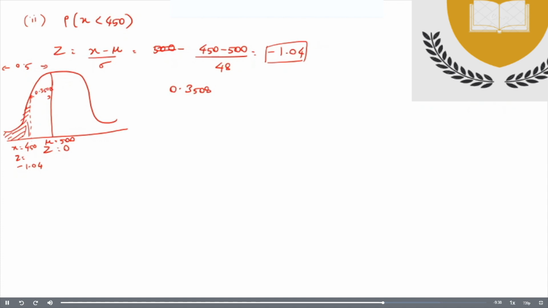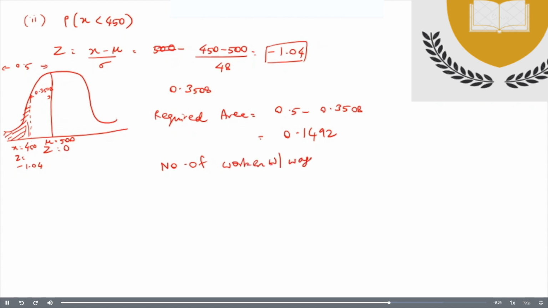So if I want to find the value of the shaded region, then the required area or probability is equal to 0.5 minus 0.3508. This is going to be equal to 0.1492. So the number of workers with wages less than 450 is equal to 0.1492 into 500, which is 74.6. We can round it off to 75 workers. Copy this down.